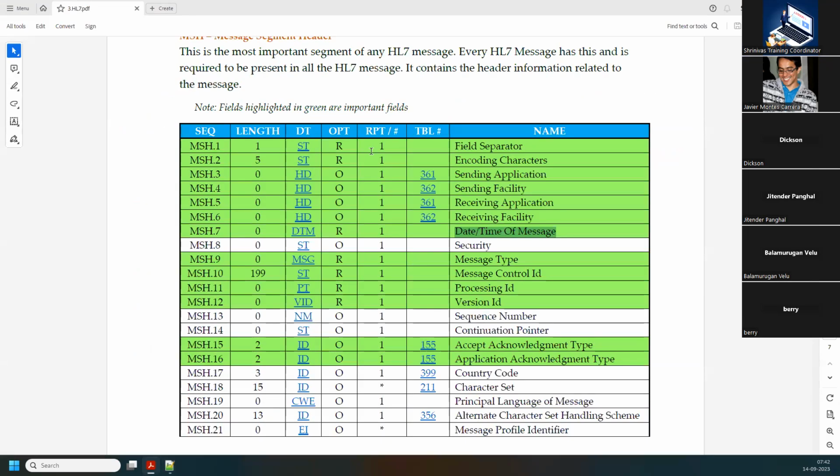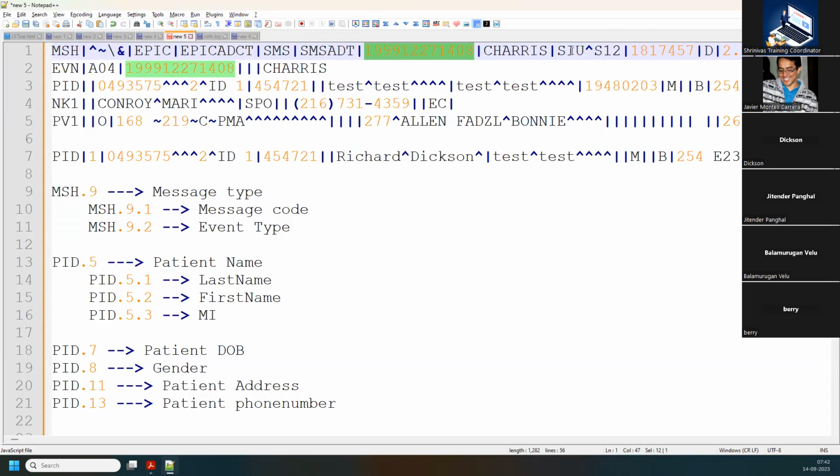Next, you have MSH 9. MSH 9 is the message type. We have talked about this yesterday. MSH 9 is going to tell you what kind of message you are actually looking at or working with.